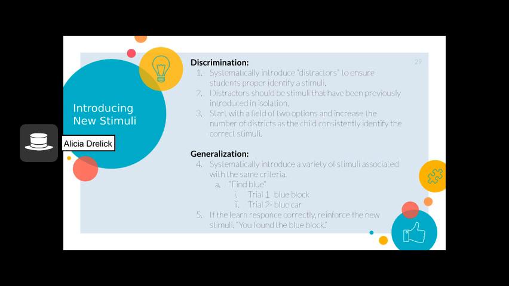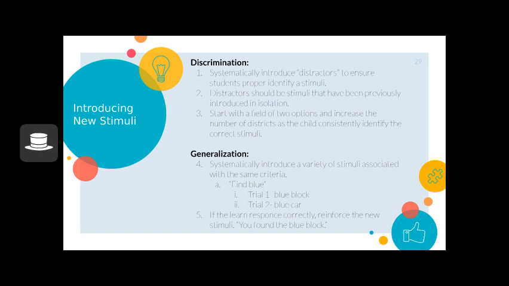When a student consistently demonstrates mastery of a particular topic, you want to ensure that you are increasing the likelihood of discrimination and generalization. Discrimination can happen when you introduce distractors to ensure that the child is identifying the appropriate stimuli that you are requesting. Distractors should be something that have been introduced previously in isolation, and you want to start with a field of 2 and then increase as the child continuously identifies the correct stimulus.